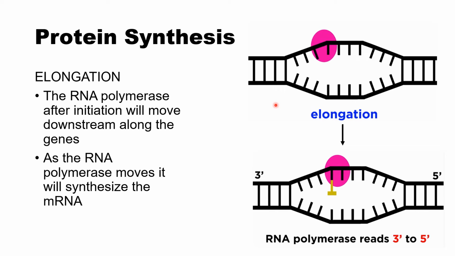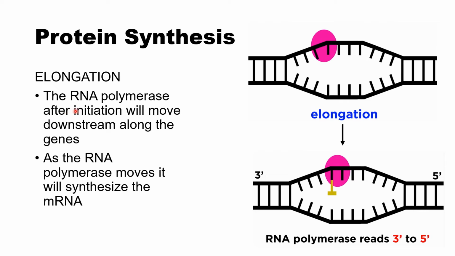So, if it has read the information, the bases in the DNA, in the gene, it is now ready to make our mRNA. So, with that, let's move on to the second part of transcription, which is the elongation.